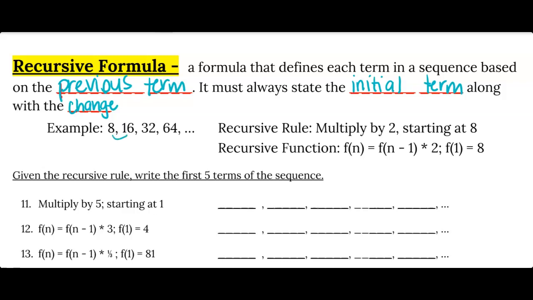So if we look at our example, our common difference here is multiplying by 2, so our r is 2. Remembering back to our recursive rules, we're telling us that we're going to multiply by 2 starting at 8. So when we transfer that into a recursive function, our next term will equal the previous term times 2 with the first term of 8.